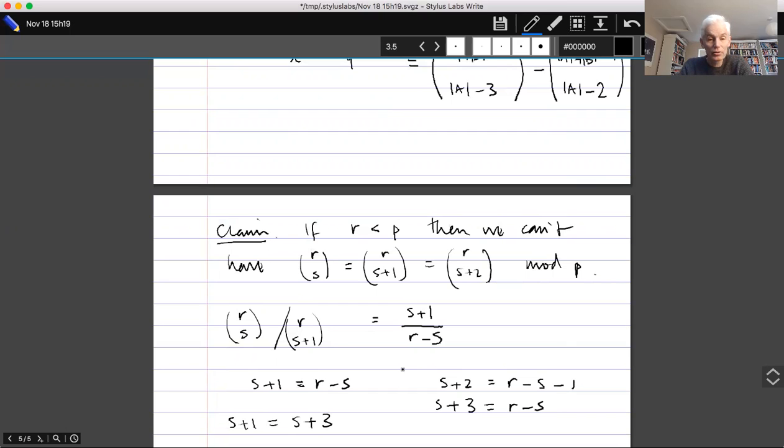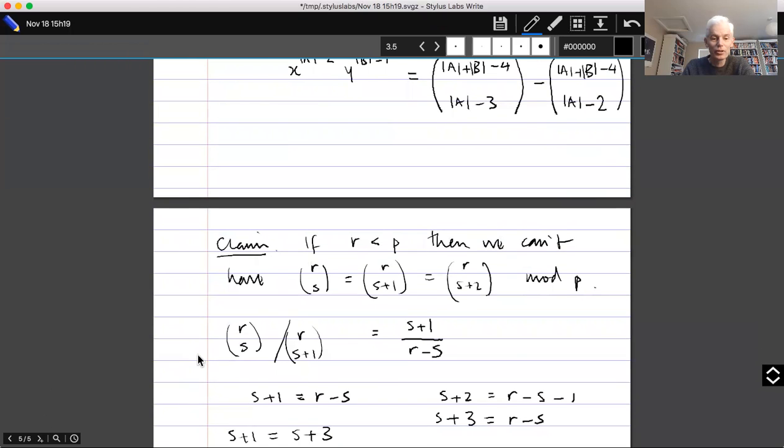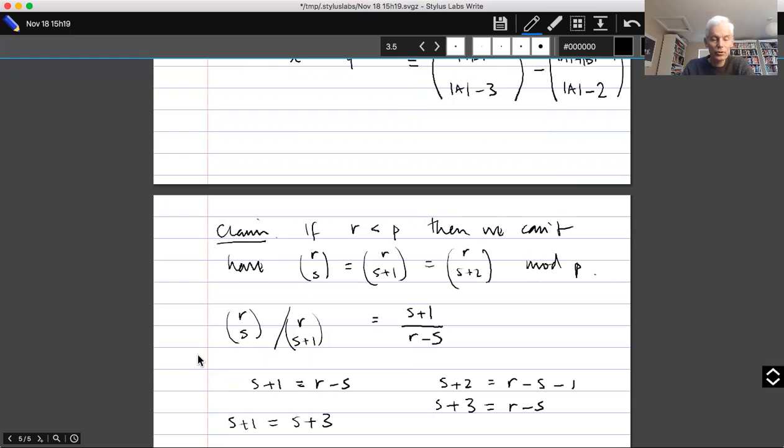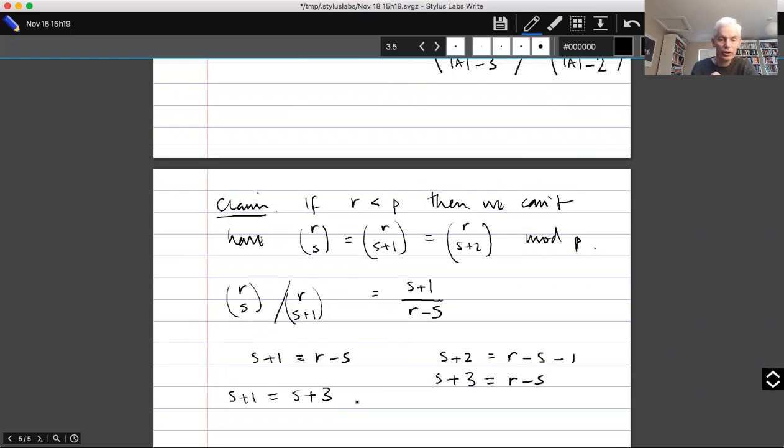And that we don't have unless p equals 2, and I leave it to you to check that the whole theorem works when p equals 2. There's not very much to sort out there. And therefore, we are done.